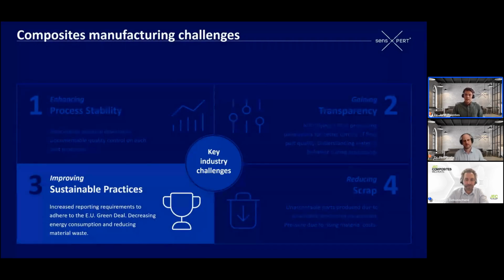Then we got to another element that is not so much technical, but more sustainability, which is affecting our personal and professional lives. There are, as you can see in the slide, a lot of different cases where this is coming to regulation. One case is the EU Green Deal.